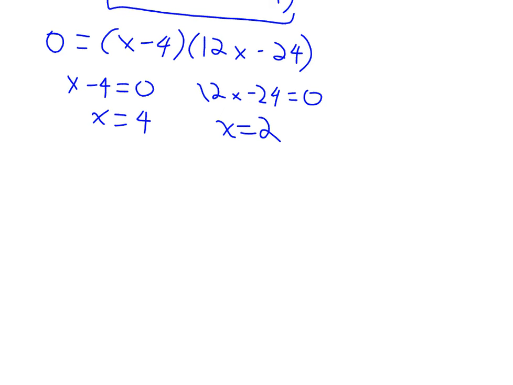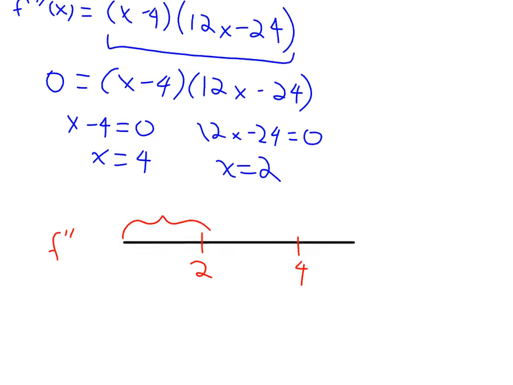If I made a sign chart for my second derivative, I would get something that looks like this. I know at 2 and at 4, those critical values for the second derivative, that's where my points of inflection are. So what I need to do is test a number in this region here, in the second derivative. Again, don't forget the second derivative is the derivative of the derivative, which tells me how much my derivative, or slope of my function, is changing as x changes.